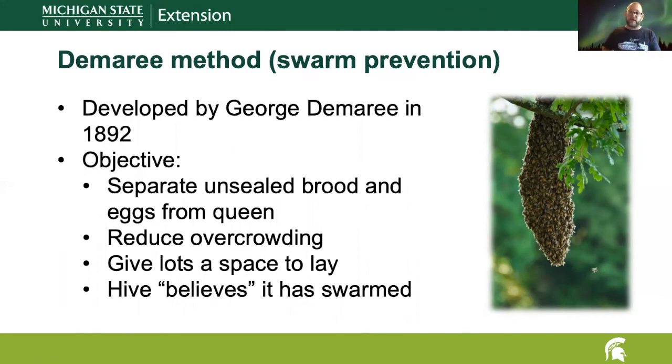Our big objective is to reduce overcrowding. We want to give the queen tons of space. We just want to overwhelm her with space to be able to lay. And space, again, does not mean foundation. Space means drawn wax, drawn comb on frames. What this essentially creates is a situation in which the hive believes that it has swarmed. That's what we're trying to mimic here: a situation where the hive thinks it swarmed, but it actually didn't. We just have manipulated it to think it has.